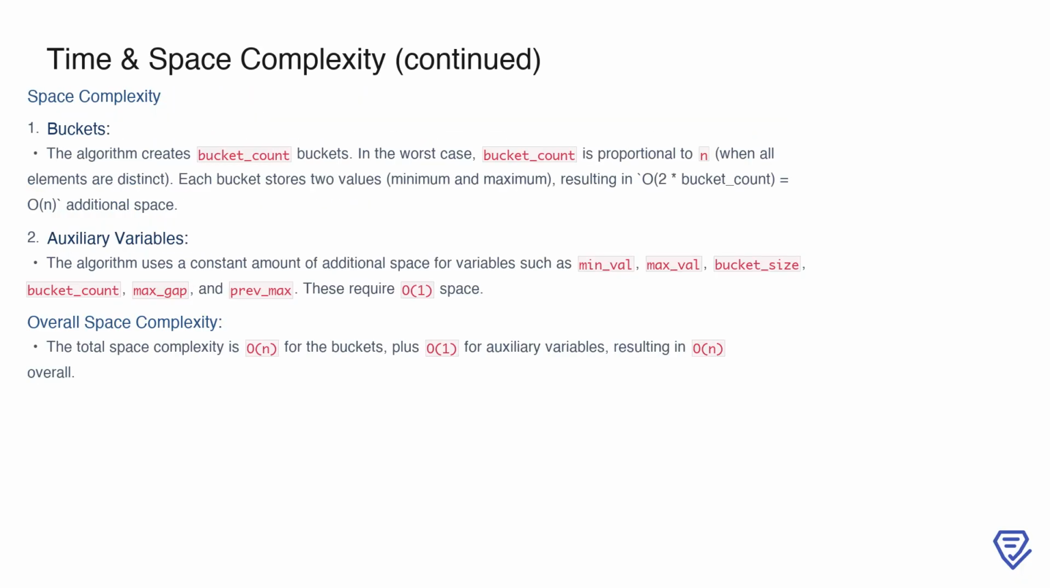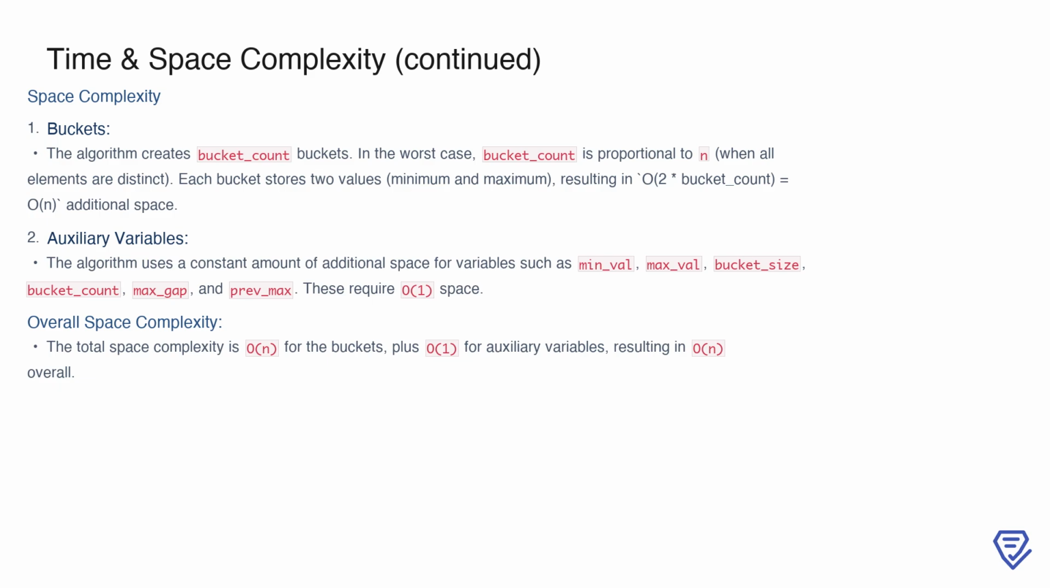Now let's analyze the space complexity of this algorithm. The main space usage comes from the buckets. In the worst case, when all elements in the array are distinct, the number of buckets is proportional to the size of the array. Each bucket stores just two values, the minimum and maximum. So, the space required for the buckets is O(2 * bucket_count), which simplifies to O(n).